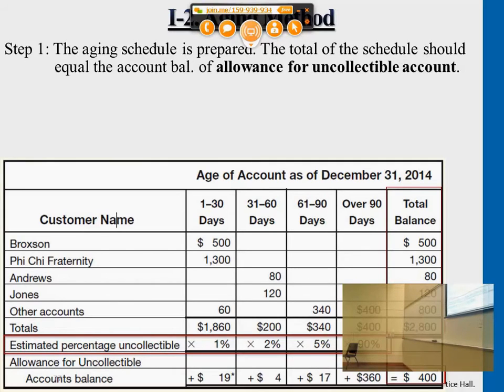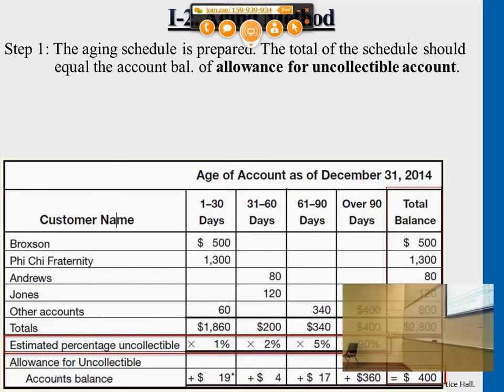Okay, so that means 1 month old accounts receivable altogether is worth $18,060 for multiple accounts that you just dealt with in this month. So the total amount of uncollectibles we assume is $19. For 2 months old accounts receivable, we assign 2% to it and assume that there is only $4 that we will not be collecting.